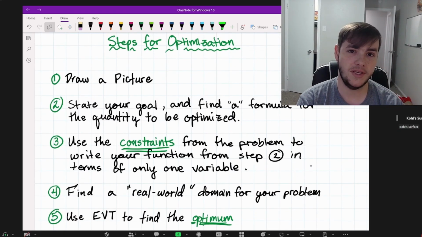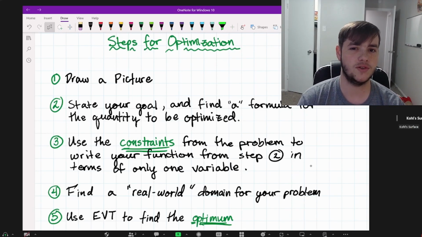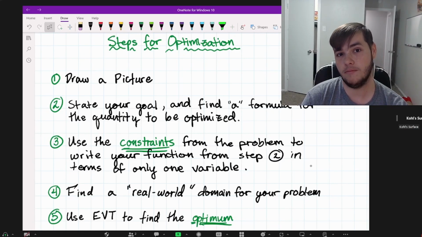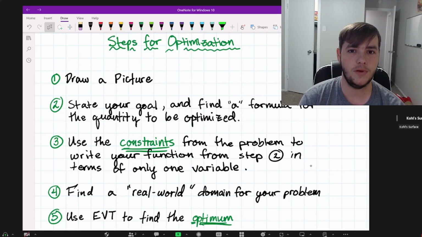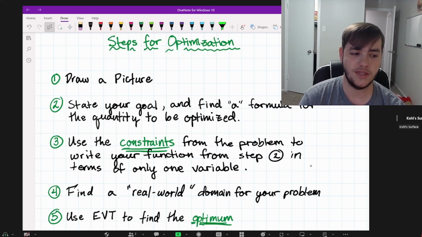Again, a good place to start is by drawing a picture. This helps me to wrap my head around what's really going on in the situation. Next, you should state your goal and find a formula for the quantity to be optimized. Oftentimes, this initial formula is going to depend on multiple variables, and you won't be able to find the critical points outright. So, we move on to step 3, which is using the constraints from the problem to rewrite that function in terms of only a single variable.